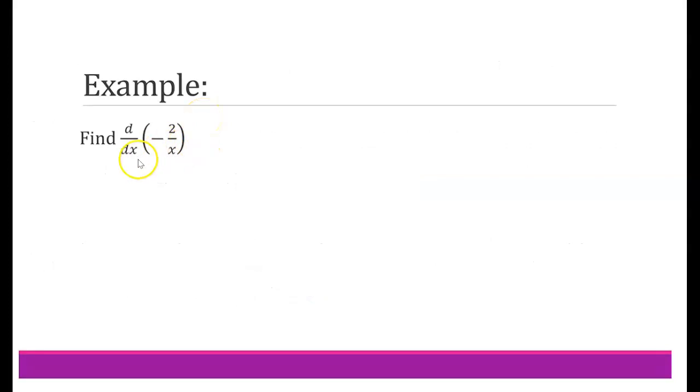Let's take a look at another example. Here, we're told to find the derivative of -2 over x with respect to x. We are going to use the limit of a difference quotient to find the derivative. So we'll set this up. The derivative of this function with respect to x equals the limit as h approaches 0 of that difference quotient, where f of x plus h goes in the top left corner. So this is going to have to be f of x plus h.